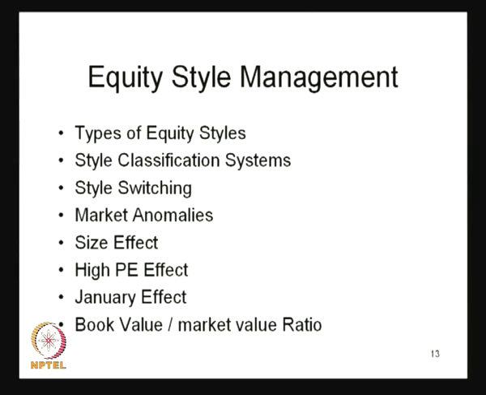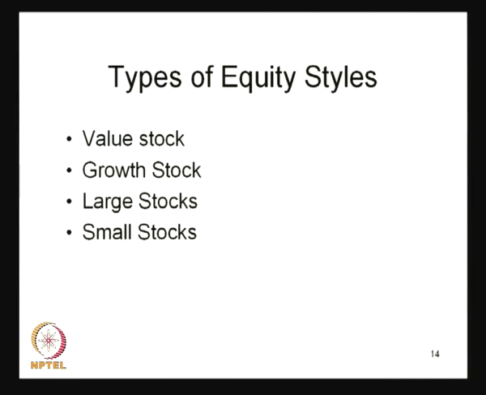Therefore, we have different kinds of concepts related to this. There are different types of equity styles, there are style classification systems, we have style switching, we have market anomalies, we have the size effect, we have the high price earning effect, you have the January effect, which is more likely in the case of the USA, and finally your book value to market value. So, these are the different ways through which the style can be classified. Largely, the styles are made between value stocks, growth stocks, large stocks and small stocks.